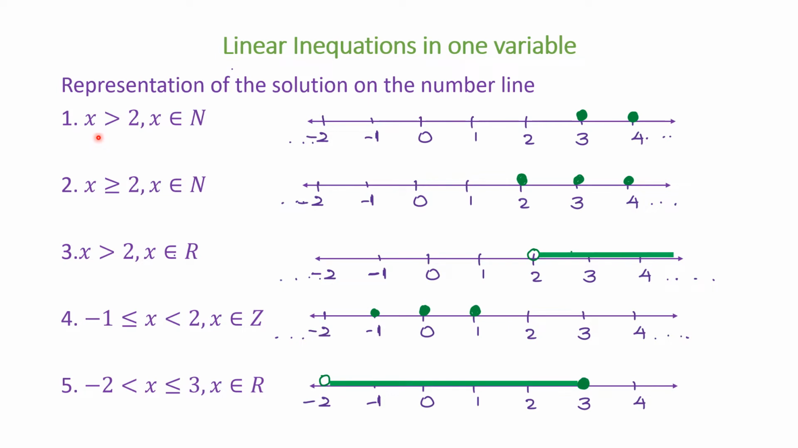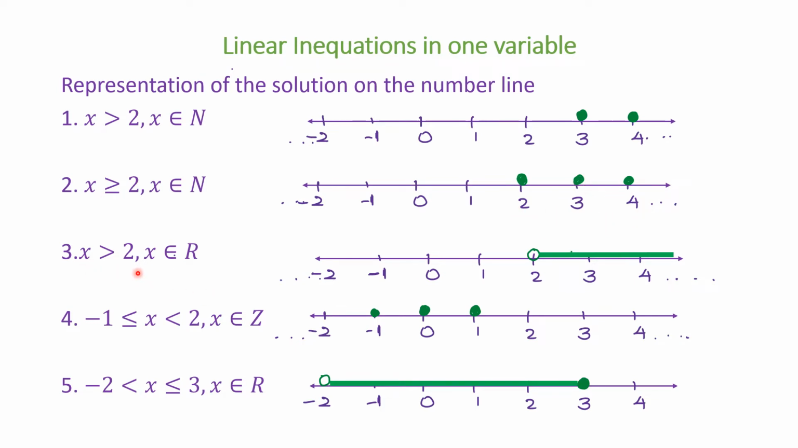Consider this. x is greater than 2 and x belongs to N. It is only greater than. And because it is natural numbers, that is 3, 4, 5, 6. So you are greater than 2, which means that 2 will not be a part of the solution. But when I say x is greater than or equal to 2, then my 2 is included in the solution. So our representation will be like this.